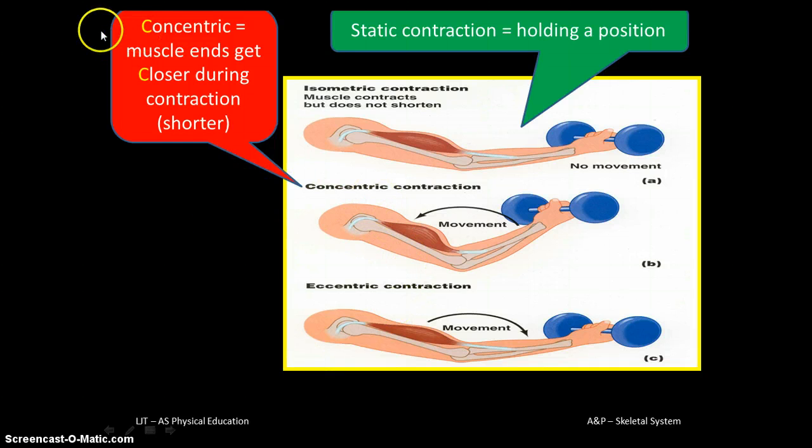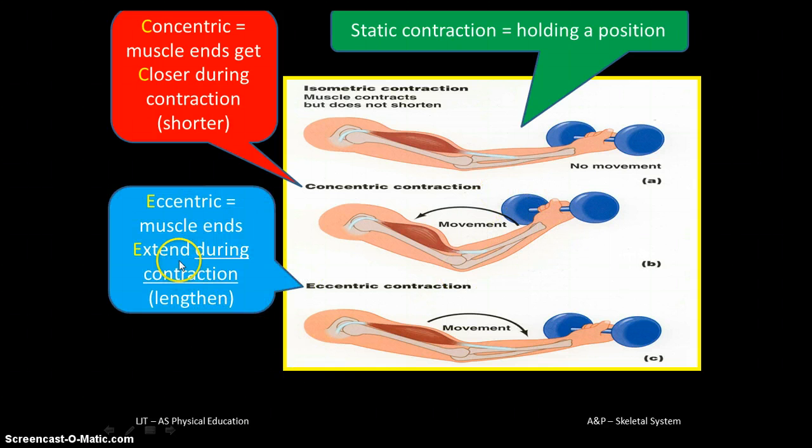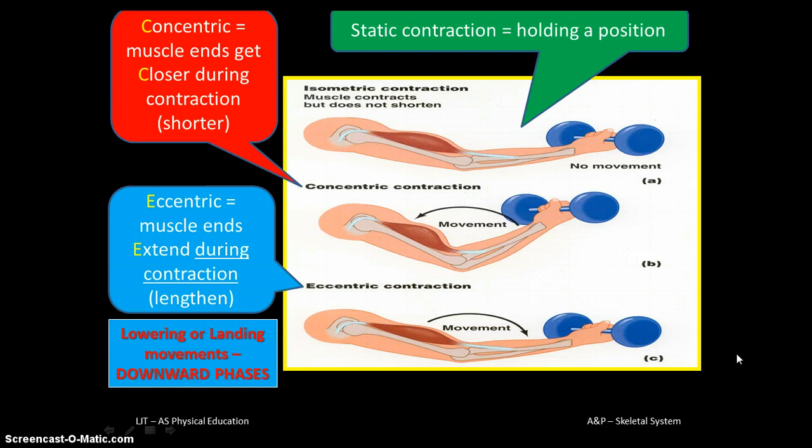Concentric contraction, this might help you remember, when the muscle ends get closer. So if the ends get closer, it's concentric. This is when they shorten, so the upward phase of a lot of movements. When the muscle extends or lengthens during a contraction, this is eccentric contraction, so extending the muscle length is eccentric, E and E, or C and C, just ways to help you try and remember.